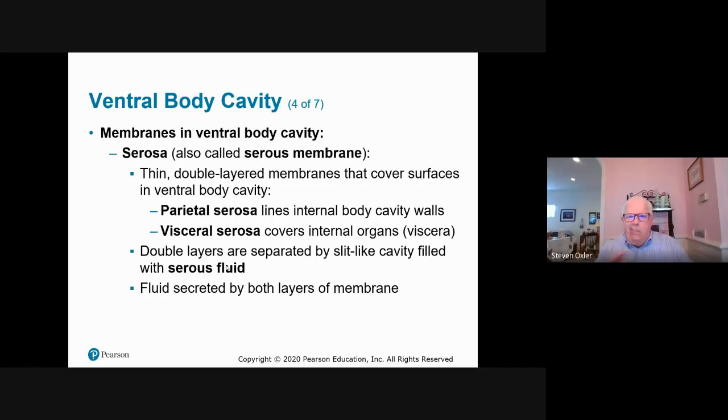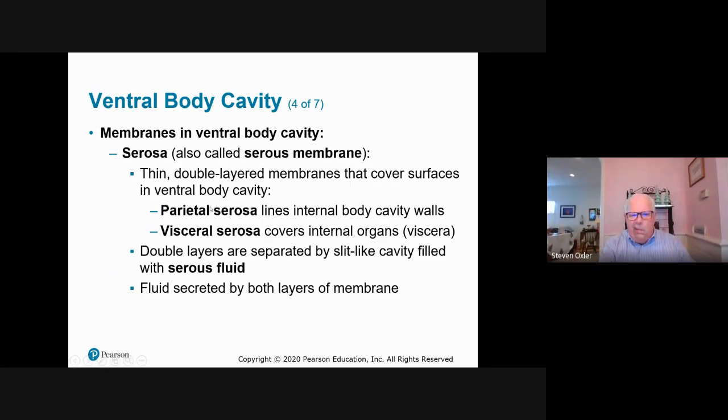Membranes. There are many membranes in your body, but the majority of them are serosa. Serosa means serous membrane. It is a thin, double layered membrane that covers the surfaces of everything in every body cavity, including the ventral body cavity. It's two layers. There's a parietal layer and a visceral layer. This is very important because you're going to see this throughout Bio 110 and Bio 114.